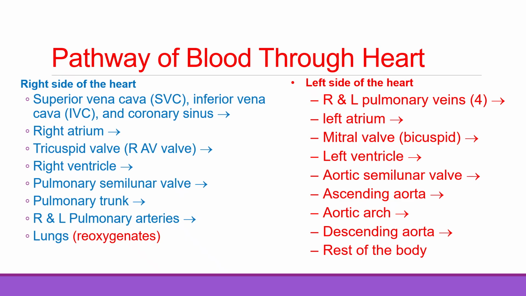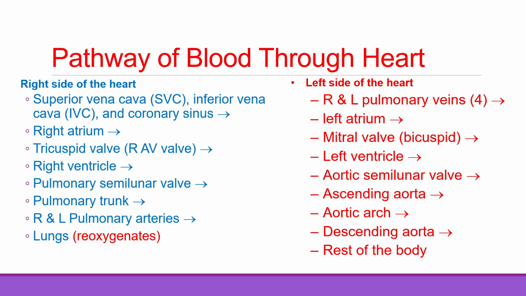Once blood is reoxygenated, it heads back to the heart via the right and left pulmonary veins, and there are actually 4 of those. Into the left atrium, through the mitral valve, or bicuspid or left atrioventricular valve, whichever term you like to use, into the left ventricle, through the aortic semilunar valve, into the ascending aorta, which is the first portion going up, into the aortic arch, which is the curved part, and then into the descending aorta, which drops straight down and out to the rest of the body.